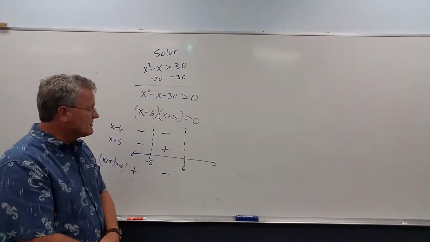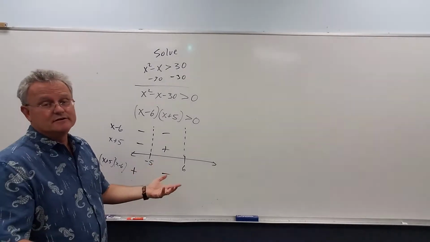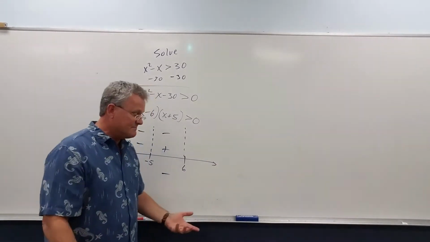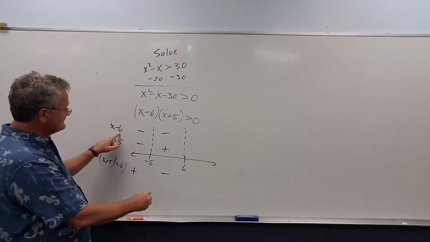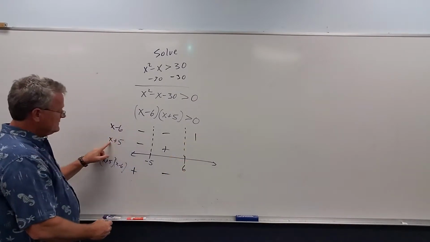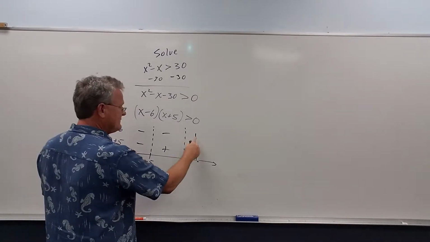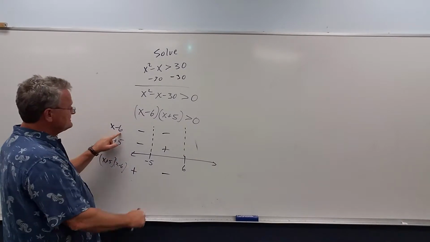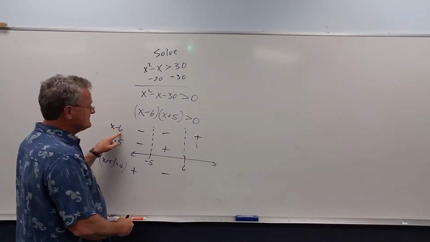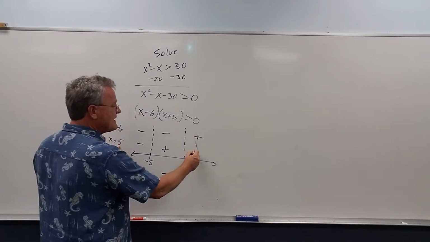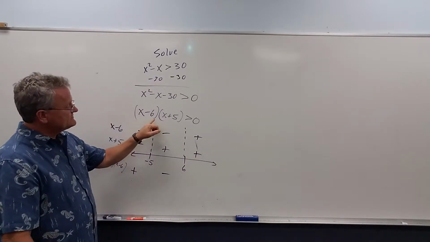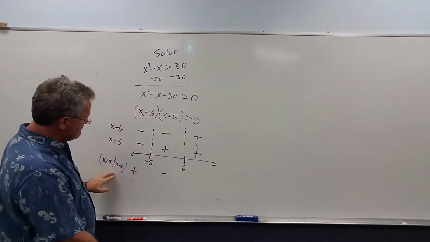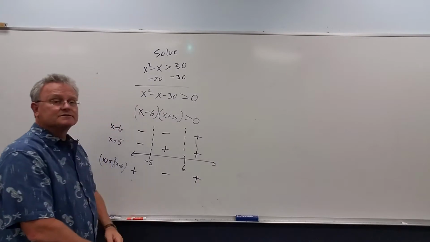Now pick a number bigger than 6. Let me pick 7. You could pick 8 or 9, it doesn't matter. 7 minus 6 is a positive. 7 plus 5 is a positive. If this is positive and this is positive, when I multiply them, I get a positive.